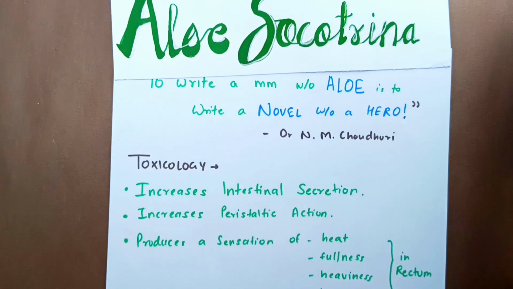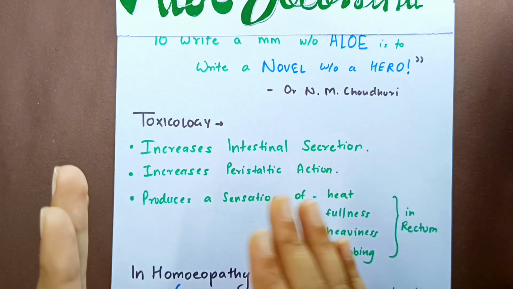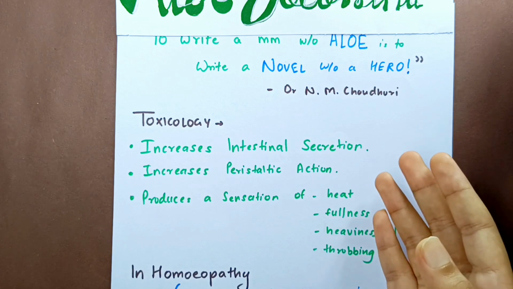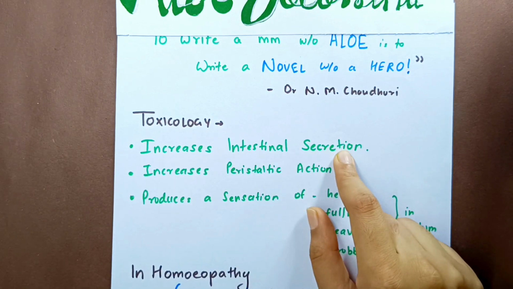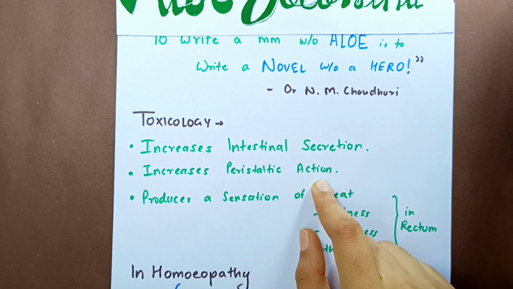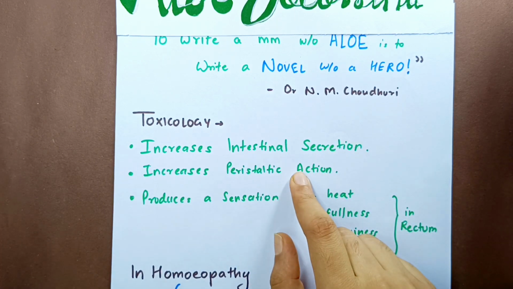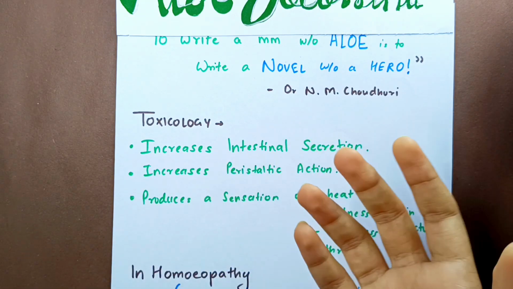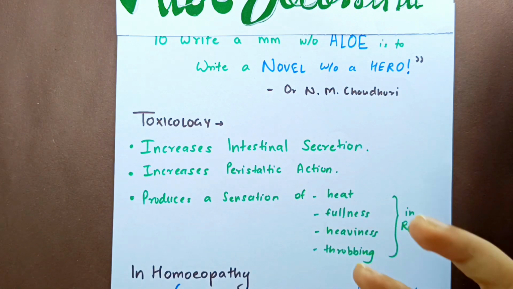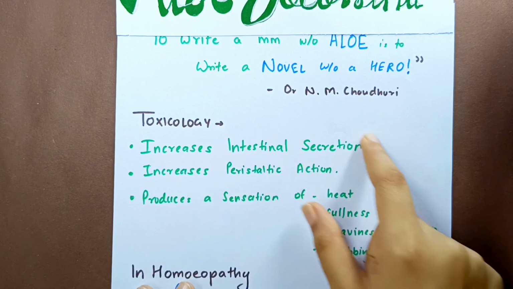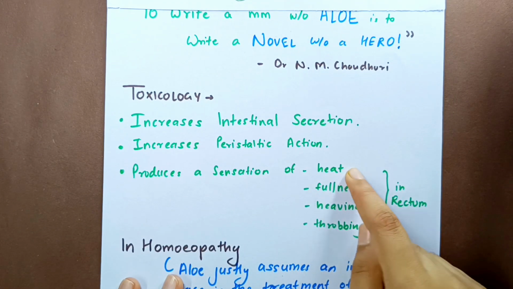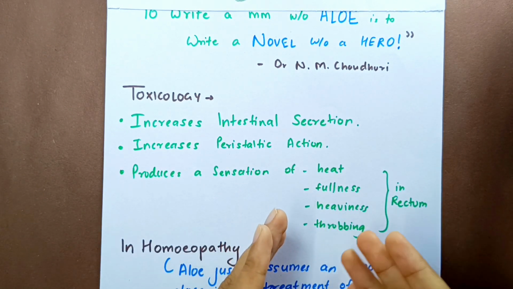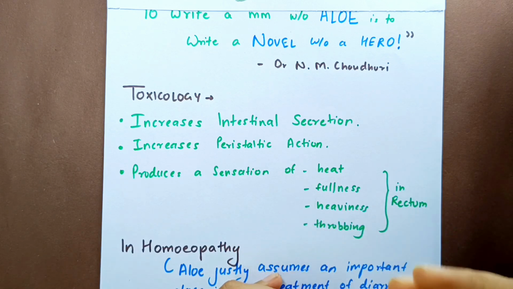Okay. So, when taken in crude forms, so in the toxicology, it increases the intestinal secretion. Okay, we see that when we are taking it in large quantities in crude forms, what will happen is intestinal secretion will increase. It will increase peristaltic action also. So the intestines peristaltic action. So basically aloe has a lot of action on intestines, on rectum and on anal canal or anus. It has great action on that part of our body or that organ. So it increases peristaltic action, intestinal secretion, produces a sensation of heat, fullness, heaviness, throbbing in rectum. So this is what it does in crude form. But you will see as we go ahead, even in potentized form, it does create this kind of situation.